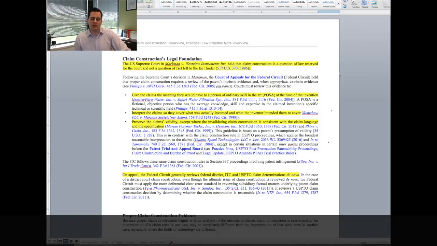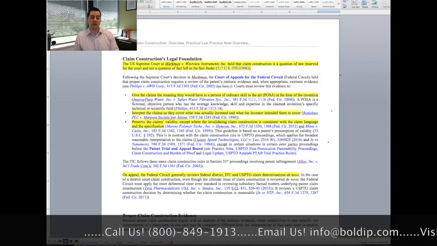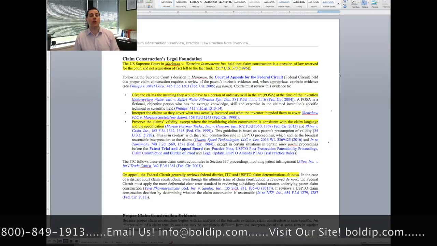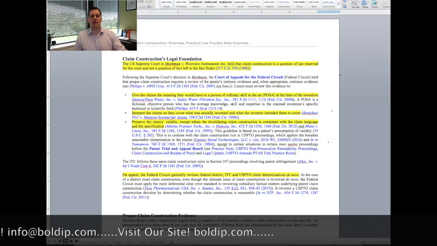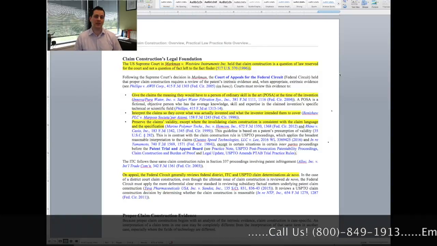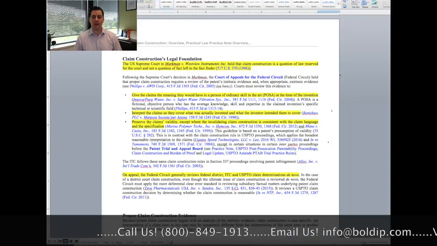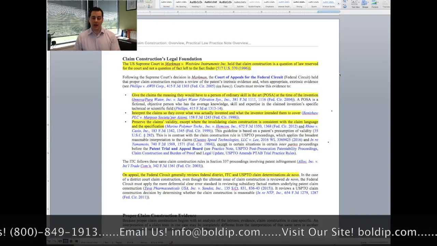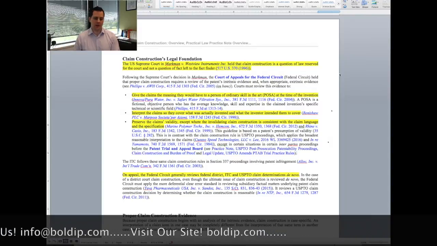Second, they need to interpret the claims so they cover what was actually invented and what the inventor intended them to cover. Third, they need to preserve the claim's validity. Understand there's actually a presumption that the claims are valid. Remember that the court system is relying on the governmental entity called the USPTO, the United States Patent and Trademark Office. And so a lot of credence is given to those examiners that said, yep, this patent is novel, non-obvious, and has useful functional utility. It is awarded a patent. And so relying on that, the courts have a presumption of validity.